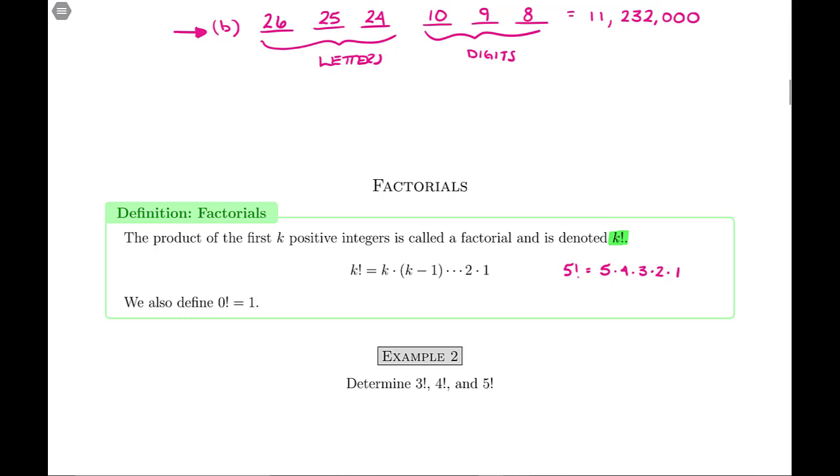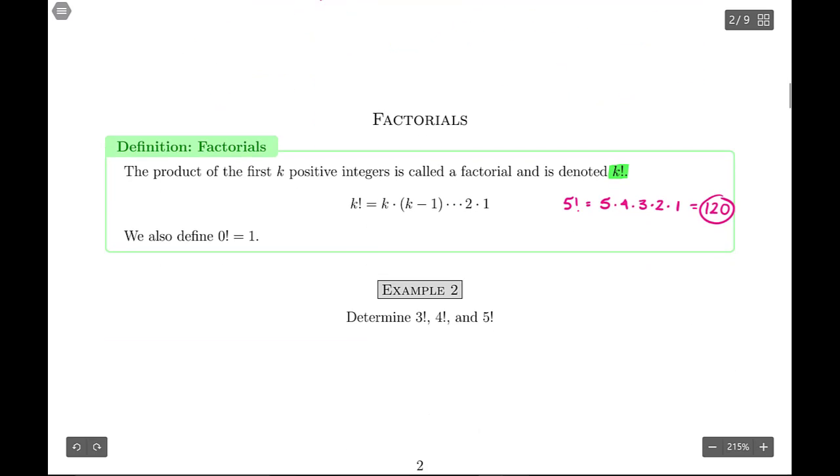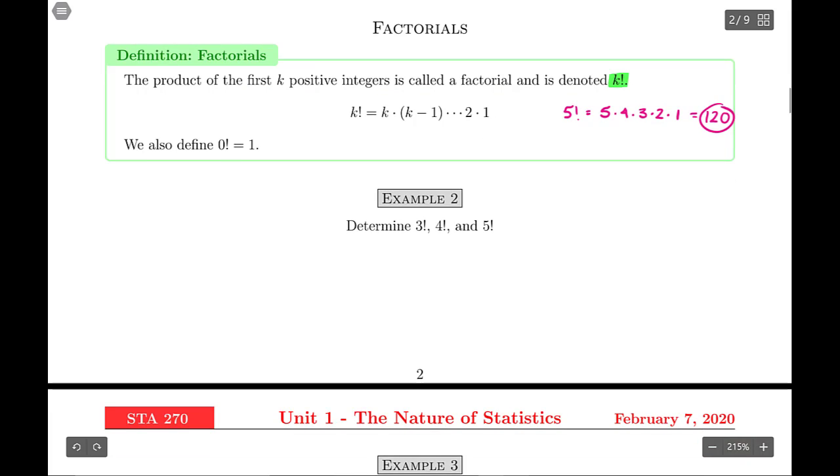You multiply anything by 1, you still get the same value. So 5 factorial is 5 times 4, which is 20, times 3, which is 60, times 2, which is going to be 120. So 5 factorial has a value of 120. And you can see that going on up here in our previous example, where the digits did not repeat and the letters did not repeat. It's 26 times 25 times 24. If we had 26 slots on the license plate, it would continue on to times 23, times 22, and so on. So a factorial is not really anything new. It's just a new notation maybe to some of you.